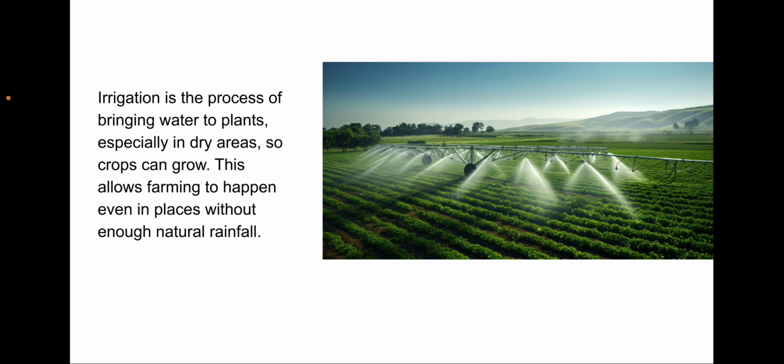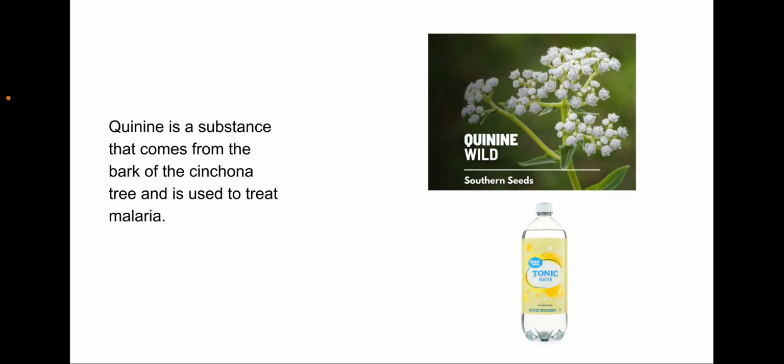Irrigation is the process of bringing water to plants, especially in dry areas, so crops can grow. This allows farming to happen even in places without enough natural rainfall. Quinine is a substance that comes from the bark of the cinchona tree and is used to treat malaria.